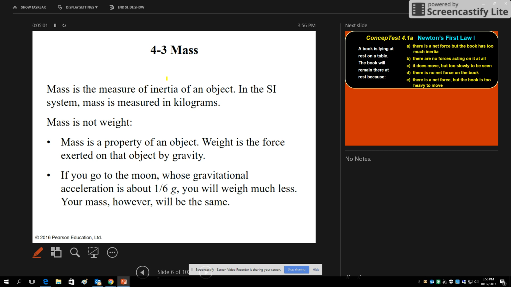So your weight on Earth may be 600 newtons, but if you go to the moon, where the gravitational pull is less than the pull on Earth, it's about a sixth less, you will weigh about a sixth as much as you weigh on Earth. Your mass won't change. Mass, the amount of matter contained in you, depends on you. So you have to change your body to change your mass, but you can change your weight by moving somewhere else in the universe.